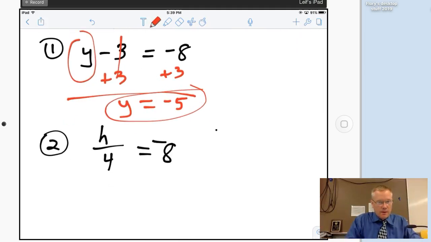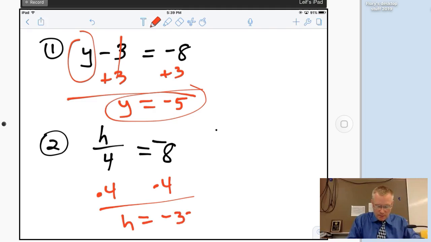This one, remember, a fraction is division, so I'm really dividing by 4, which means the opposite of dividing by 4 is multiplying by 4, which gives me negative 32 when I multiply negative 8 times 4.